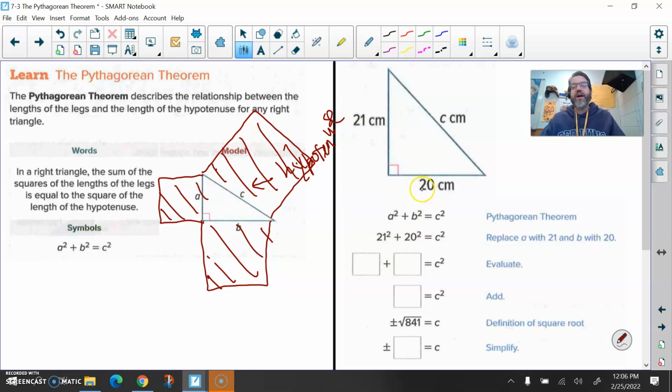A and B, it doesn't matter. We could call this A and this B, or we can call this A and this B. It looks like here they chose to call this side A, and this one side B. And the hypotenuse has to be called side C. So anyway, 21 squared, this measurement here, plus 20 squared, this measurement here, equals C squared. And this is why we're going to need calculators.